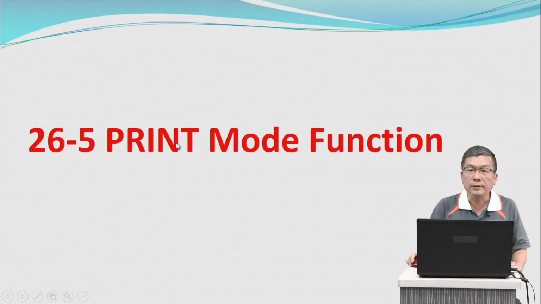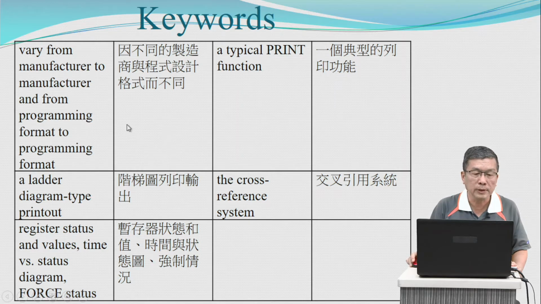Print mode function, the keyword, varies from manufacturer to manufacturer and from programming format to programming format. A typical print function: a ladder diagram type printout. The cross-reference system. Register status and values, time versus status diagram, false status.